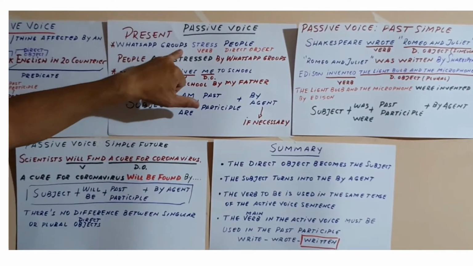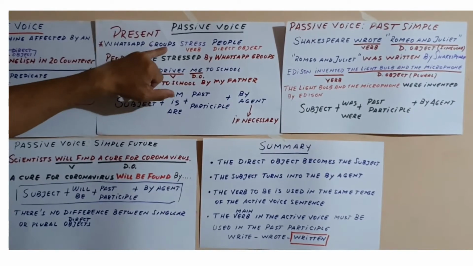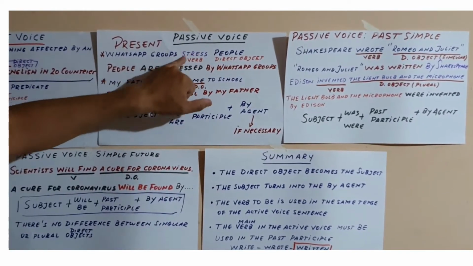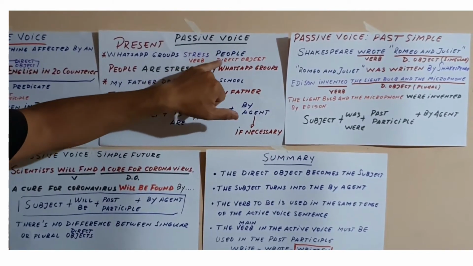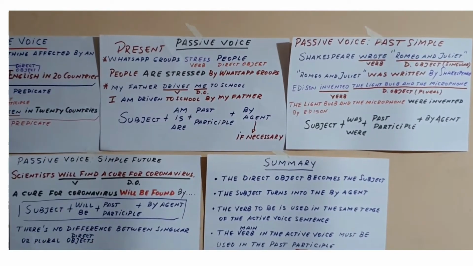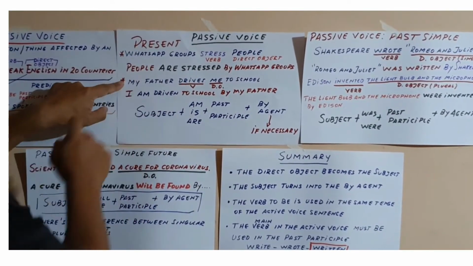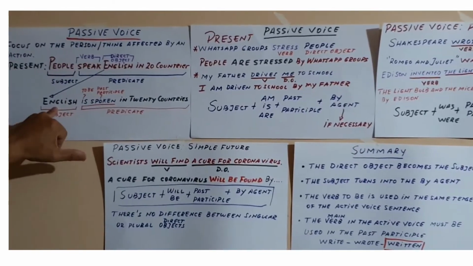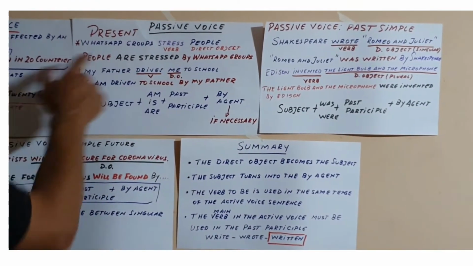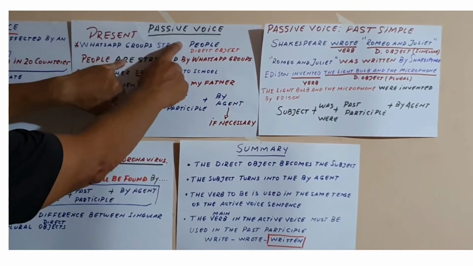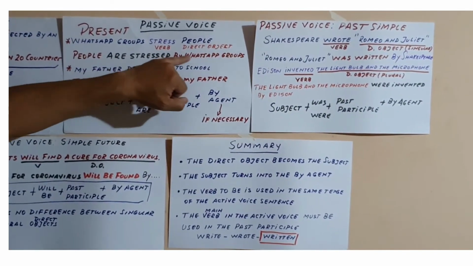WhatsApp groups, sabemos que los grupos de WhatsApp en este momento son muy estresantes. So, WhatsApp groups stress people. Stress is the verb. Acá tenemos un verbo regular, es decir, que aumenta ed solamente. And the direct object is people. So, the direct object is the subject. People is plural. Es distinto acá, porque acá el inglés es singular, por eso usaba is. Acá people, el sujeto es plural, por eso voy a usar are. People are, el verbo en tercera columna, en este caso con ed porque es regular. People are stressed by WhatsApp groups.